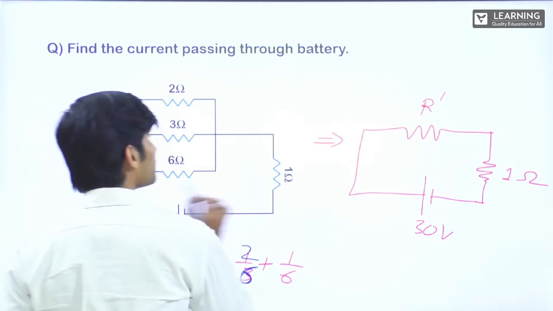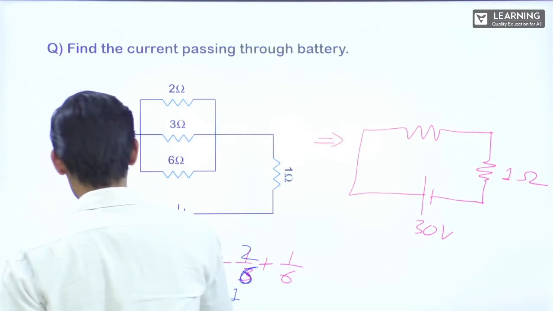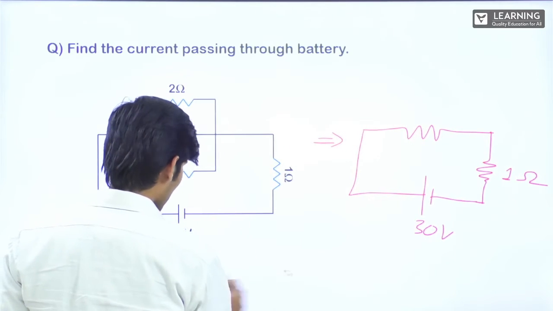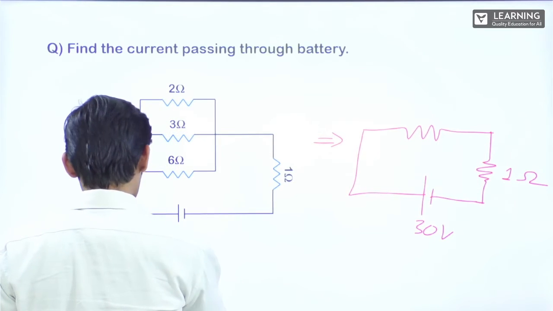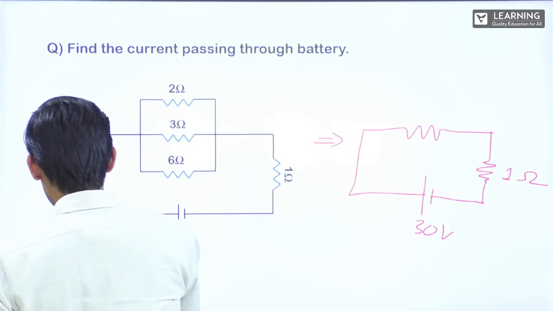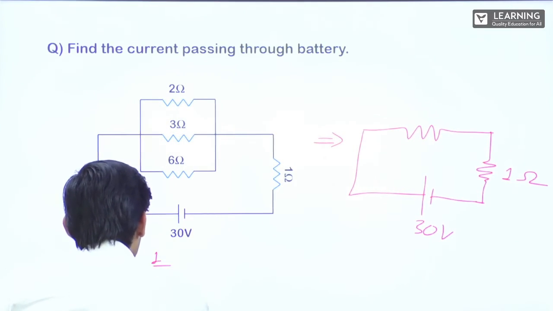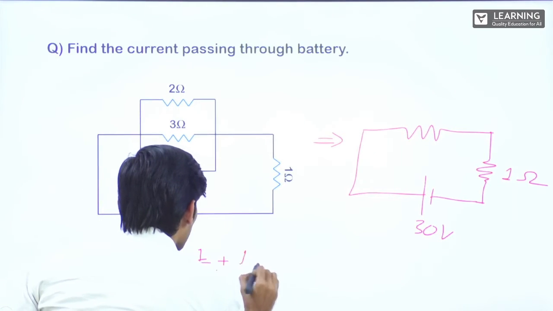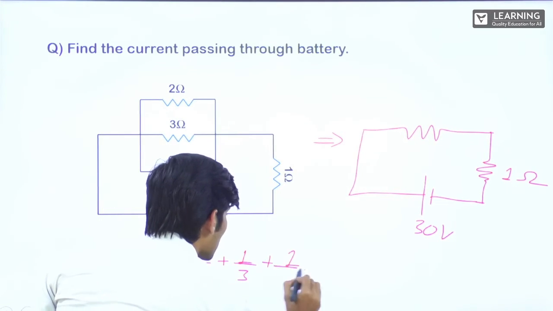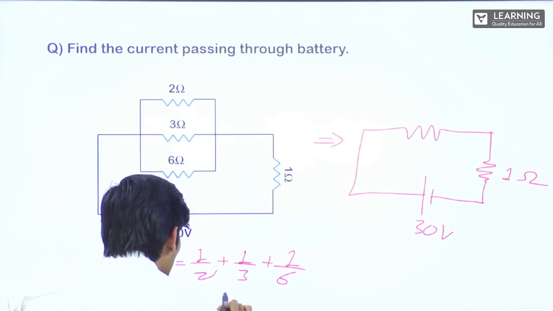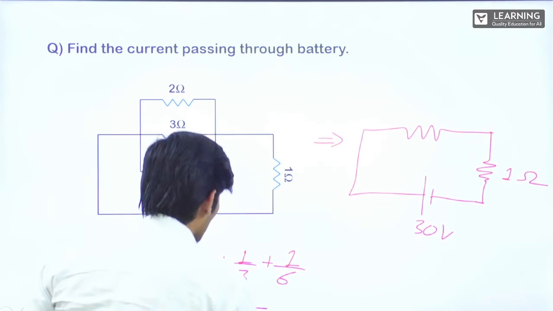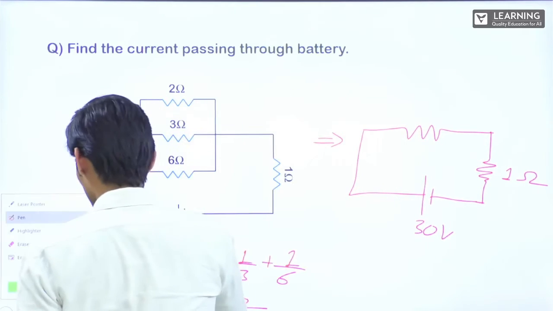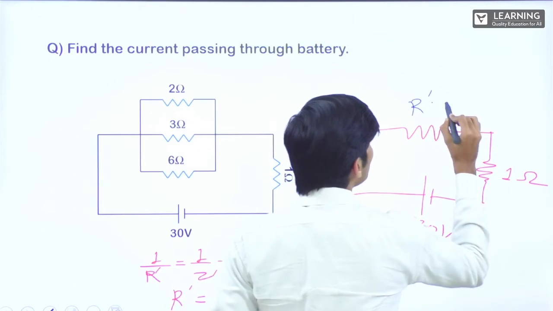So R dash will be, I don't think there is a need to show this, or I'll show, not a problem. 1 upon R dash is equal to 1 upon 2 plus 1 upon 3 plus 1 upon 6. So R dash is equal to 1 ohm. So here also R dash is equal to 1 ohm.